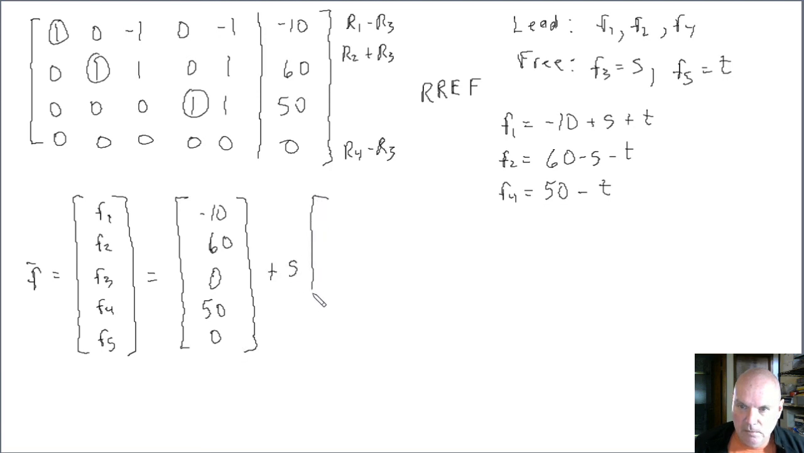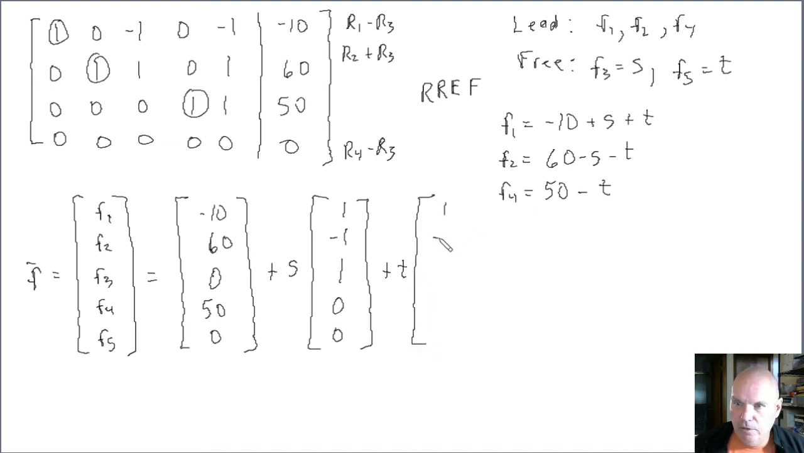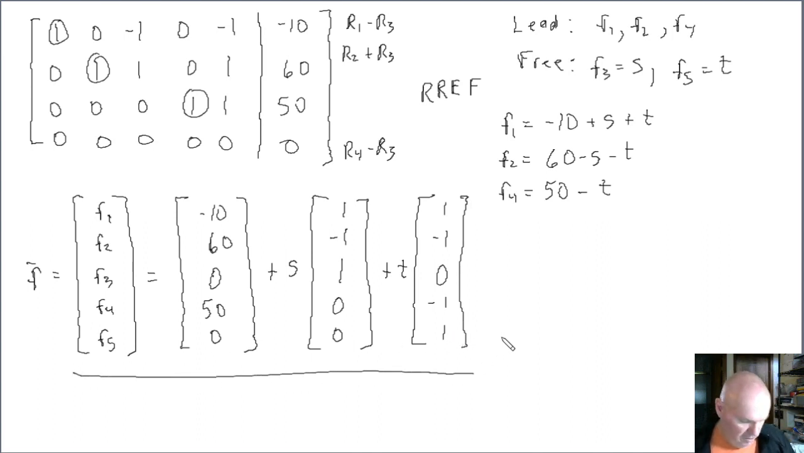plus S. And then for F1, it involves 1S. F2 is minus 1S. F3 is equal to S. F4 has no S term, and then F5 is my other free variable, so it doesn't have an S term, plus T. And F1 has 1T, F2 has minus 1T, F3 is my S free parameter, F4 has minus 1, and then F5 is equal to T. Okay, so this is the general solution to this problem.